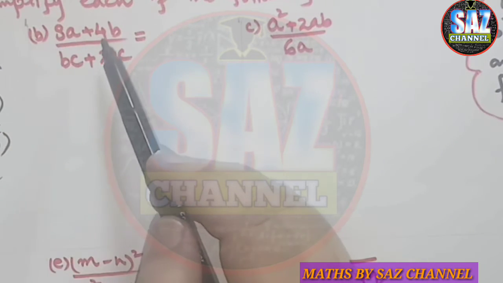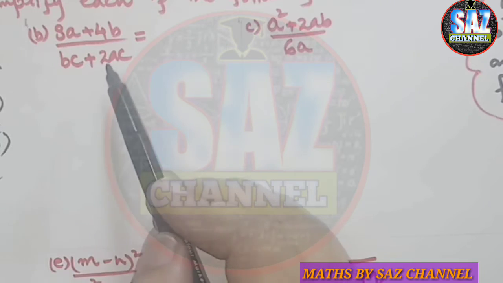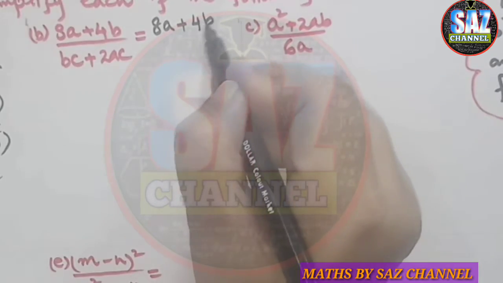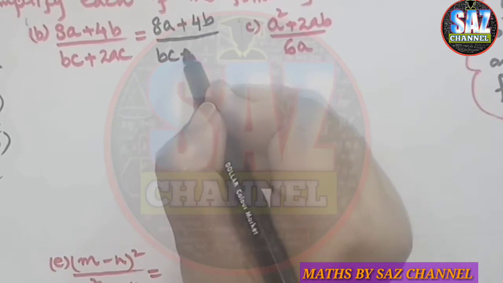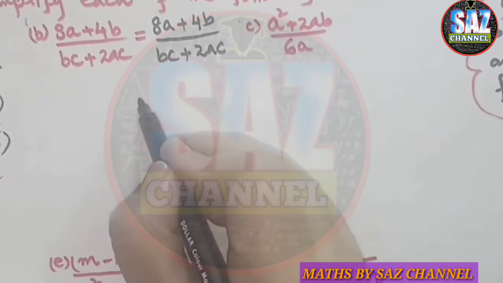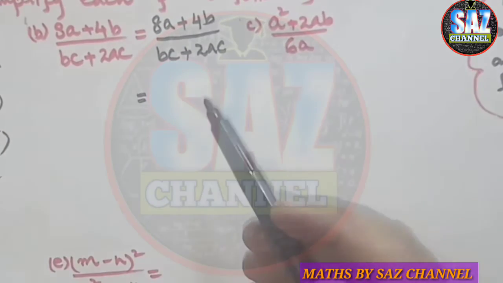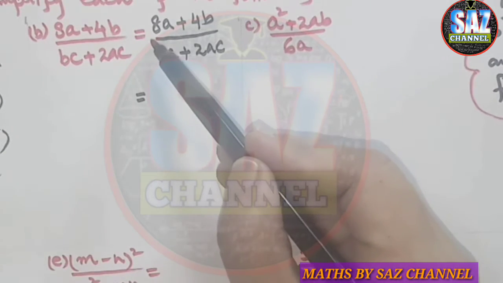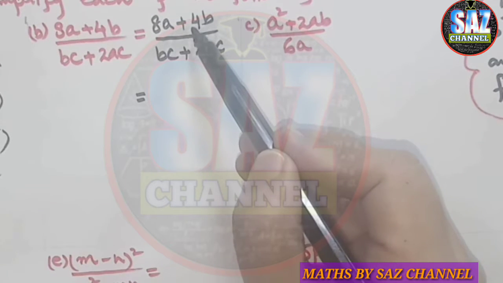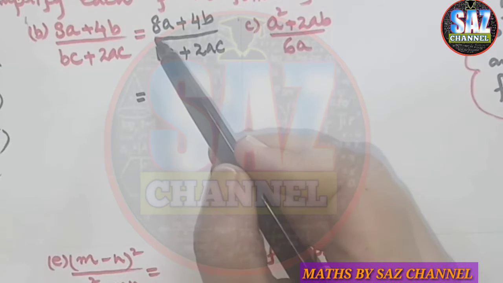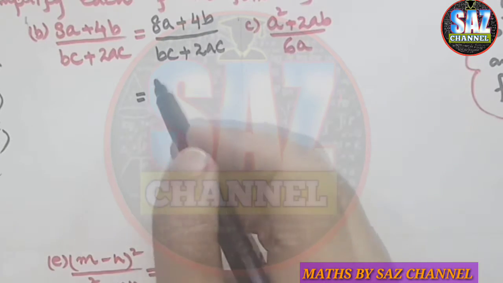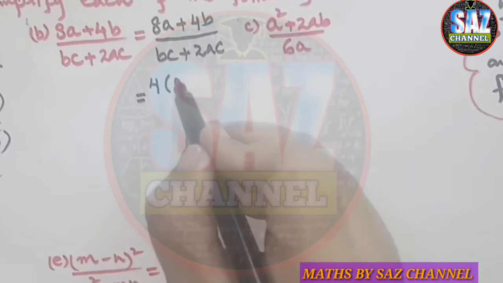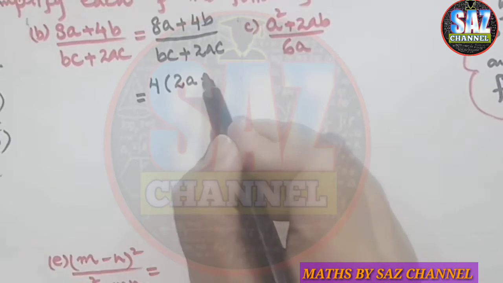Next question is 8a plus 4b upon bc plus 2ac. First, write the question again: 8a plus 4b upon bc plus 2ac. After writing the question, think about which method of simplification will be suitable for the numerator and denominator. If you look at the numerator, we can see that 4 and 8, the table of 8 can come in the table of 4, so I can extract 4 out. Factorization by extracting common factor 4, and inside the bracket I will be left with 2a plus b.